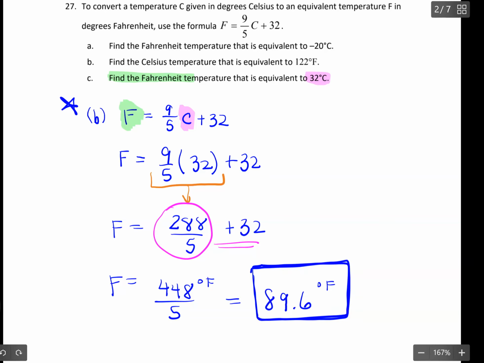There we go. We're going to pretend we're in the decimal section of my math lab, right? Okay, so that is question 27 from the review for the final exam.